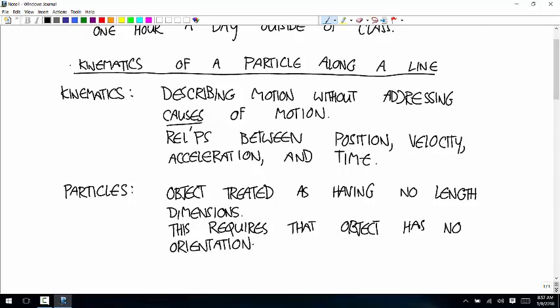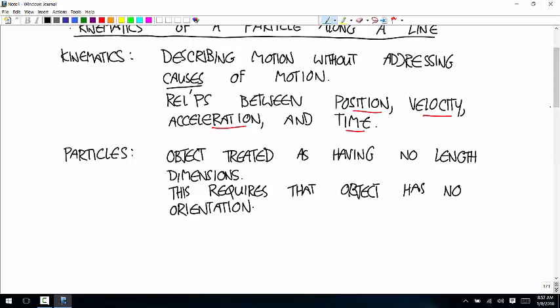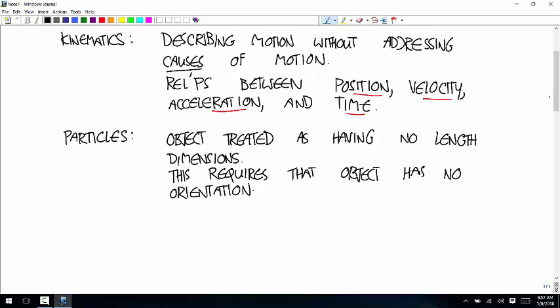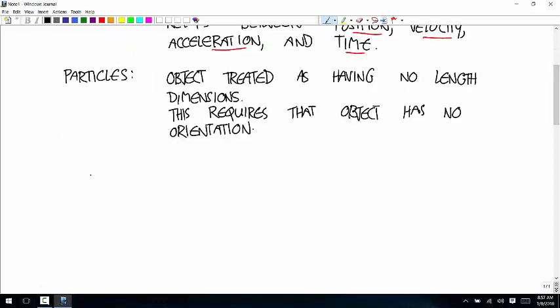Okay, so we're going to be dealing with position, velocity, acceleration, and time. And so I need to define those quantities. I'm going to start with position. And position is going to be given by a number.